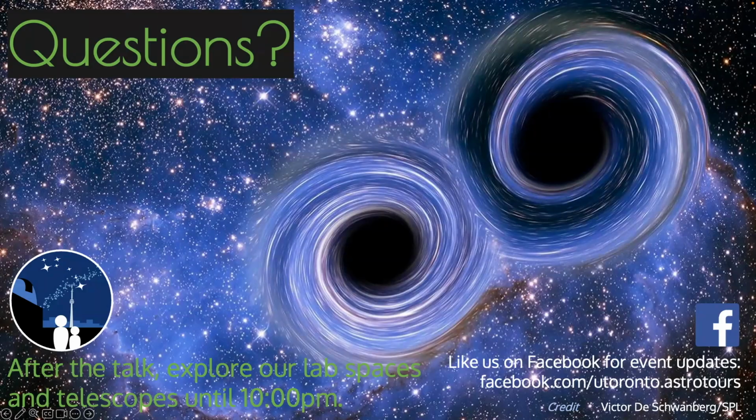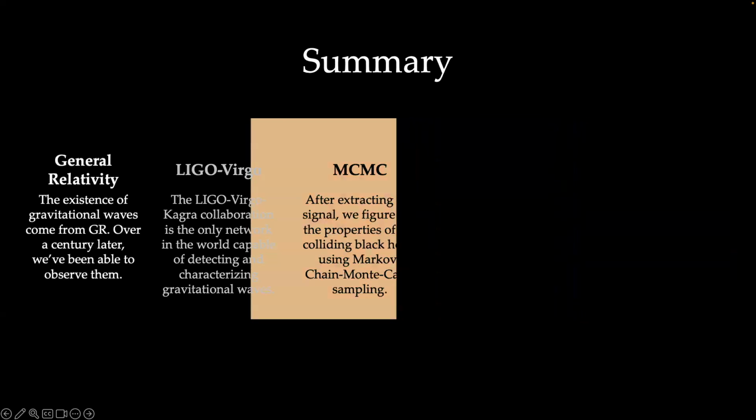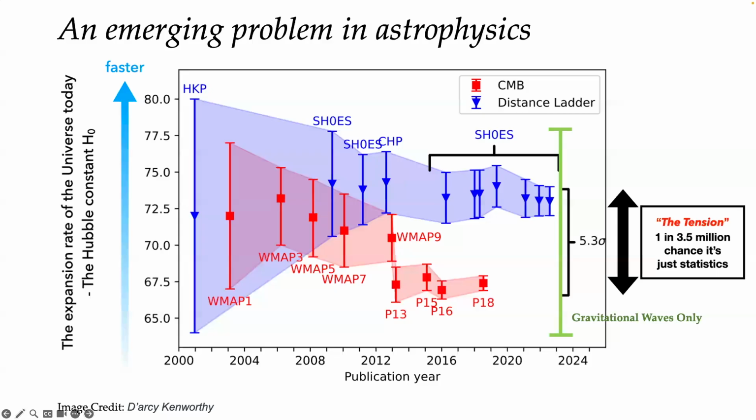I understood that there was a conflict between the two methods of predicting the expansion. What I wasn't clear about is what the two methods were. I knew one was blue and one was red. Yes, very good question. So the question was, what are these methods and how do they even work for predicting the expansion rate?